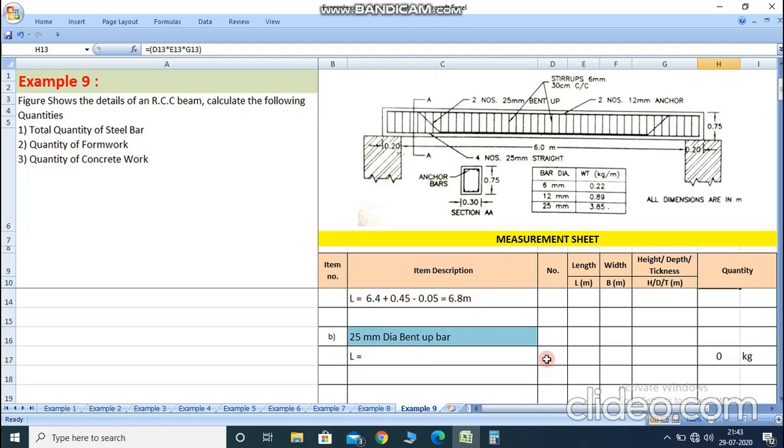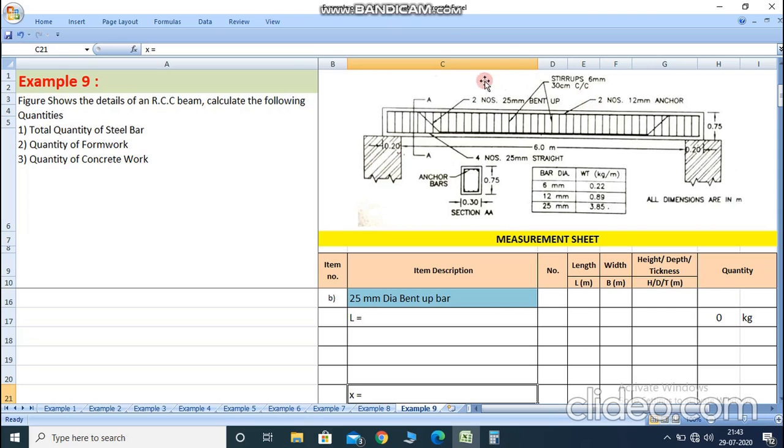Then after, we find out the total quantity of the 25 mm diameter bent up bar. See this figure here, 2 numbers of 25 mm diameter bent up bar are given. So here we write 2.